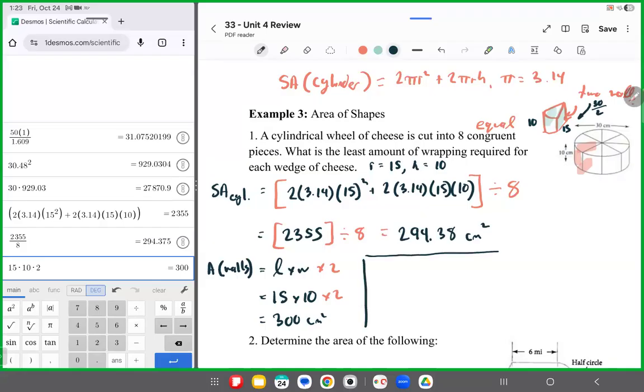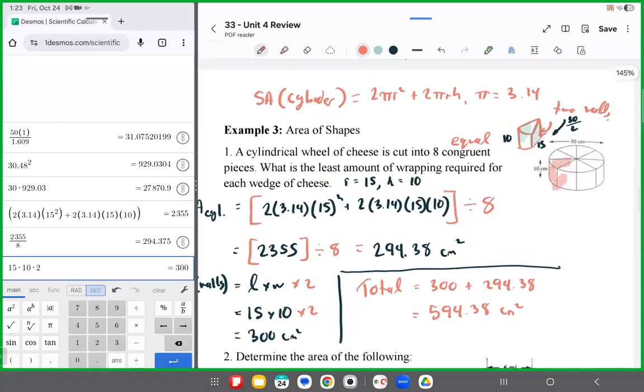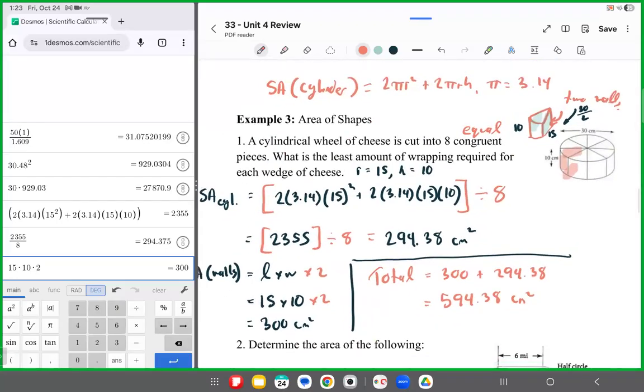And so this total will be equal to 300 plus 294.38, which gives us a total of 594.38 centimeters squared worth of wrapping required for this cheese. And again, the basis for how this worked was that we had to find the surface area of the entire wheel of cheese but we only want an eighth of it, and then we needed the two walls that would make up the inside of the cheese slice.